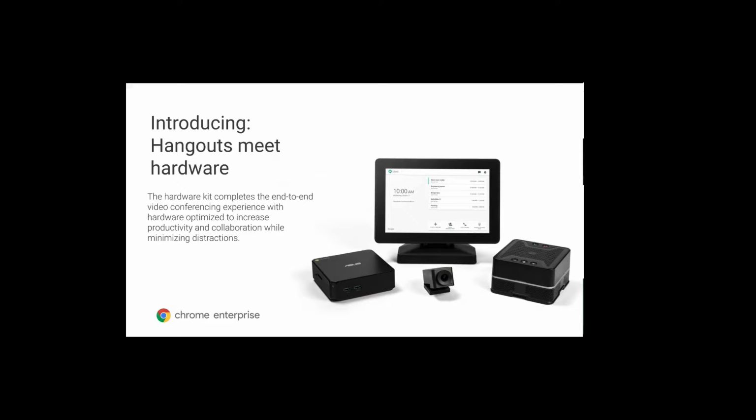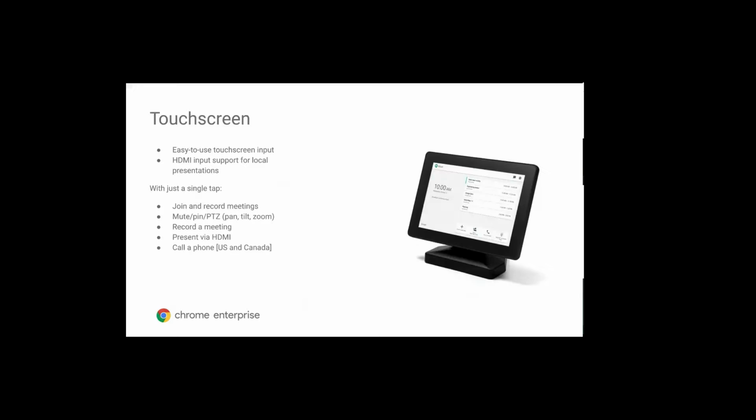But the meat of today's discussion is really going to be around meeting hardware and how that solution looks. So really with Hangouts Meet, you get an end-to-end solution. It's hardware with software. It's all meant to work together. And Hangouts Meet, the software itself, is very familiar to a lot of people. If they've been using G Suite especially, they're going to be very familiar with all of this. And the hardware itself is built of many different pieces.